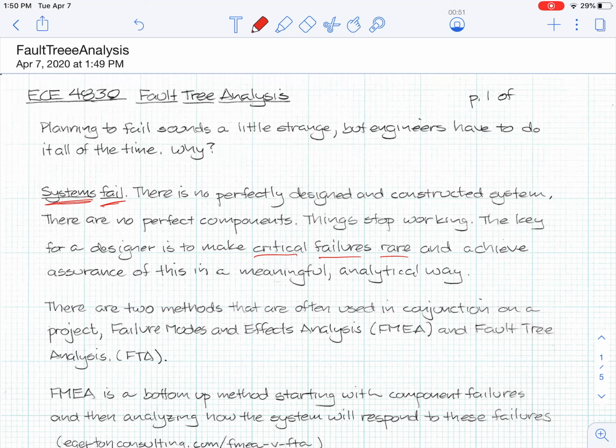And what you want to do is achieve assurance of this in some meaningful analytical way, so that you can say with confidence that this failure will likely not occur for long periods of time.